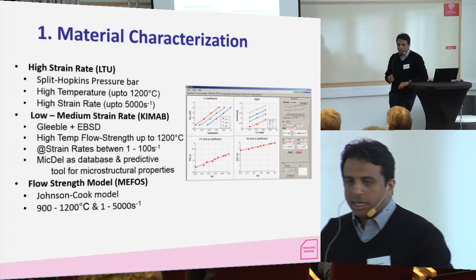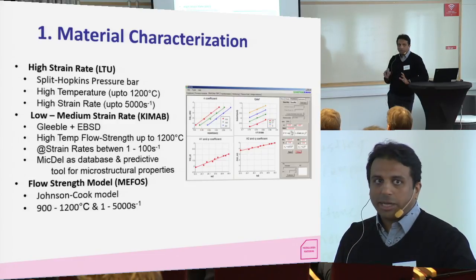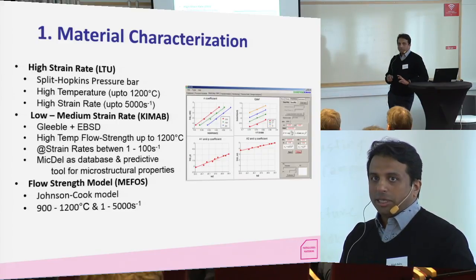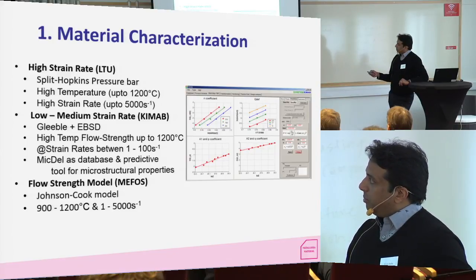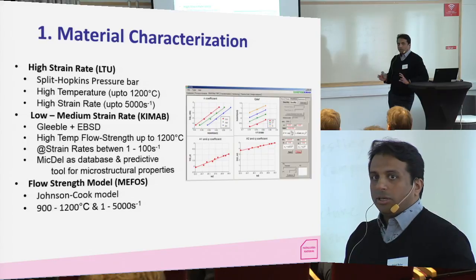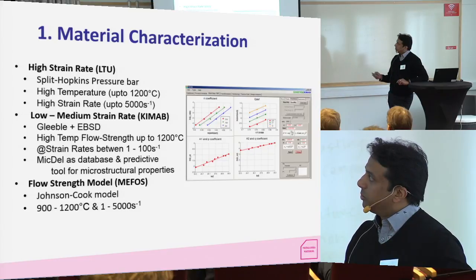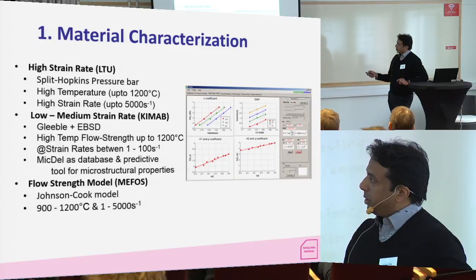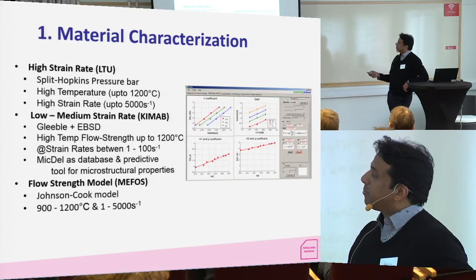So the first task we did in this project was the material characterization. 5 different materials were selected. Those were typically the most difficult ones in each of these 5 companies to roll. One task was typically the high-speed rolling. You can say the strain rates we encounter are quite high, so we needed to do the split Hopkinson pressure bar high strain rate testing, and temperatures were up to 1200 degrees Celsius, and strain rates are up to 5000 per second.